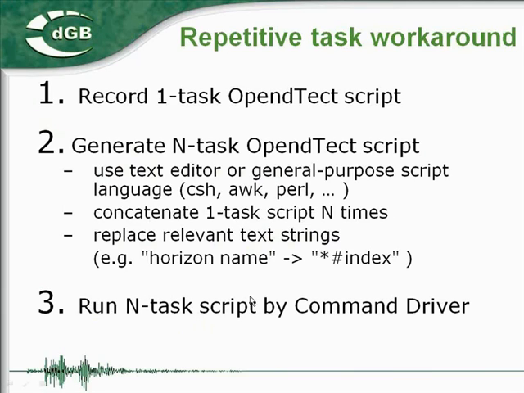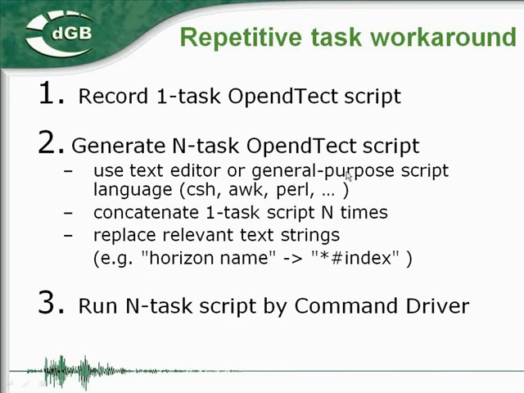Well, I want to tell very shortly what my own colleagues from the case studies department already use as a workaround to do repetitive tasks. First, they record a one-task OpendTect script. Let's say, for instance, they load one horizon with the script. Then they generate an n-task OpendTect script from that one-task script. They use a text editor like WordPad, vi, whatever.